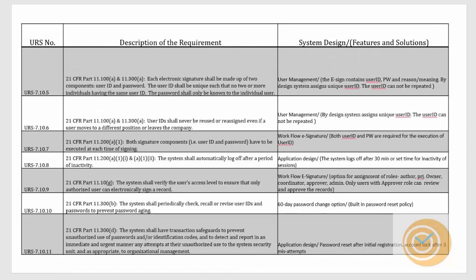The electronic signature shall be made up of two components, user ID and password. User ID shall never be reused. Again, this is another thing you need to make sure that you have in the systems, or under your controls. So when you are assigning user IDs, if your system is designed to give you only unique IDs, then that's a good thing. If it is not, then you have to make sure you are manually assigning unique IDs to your users.